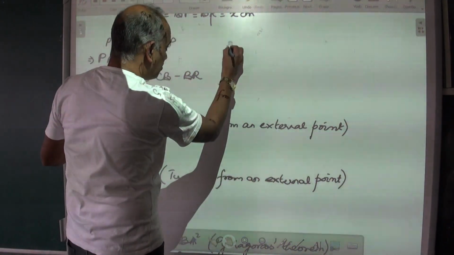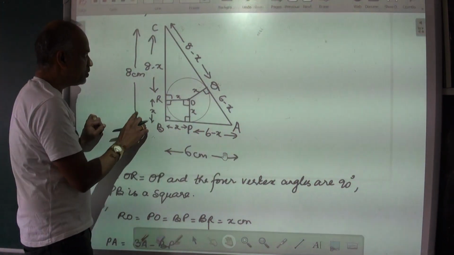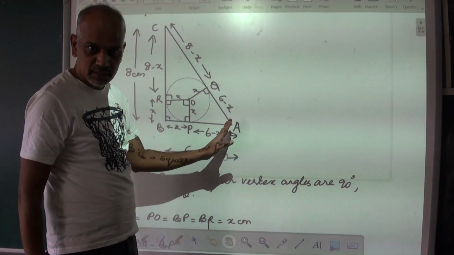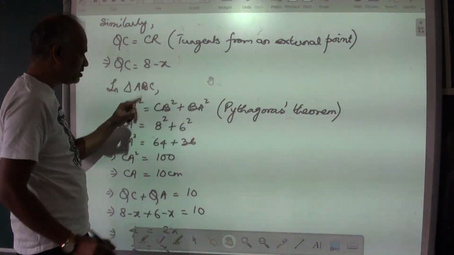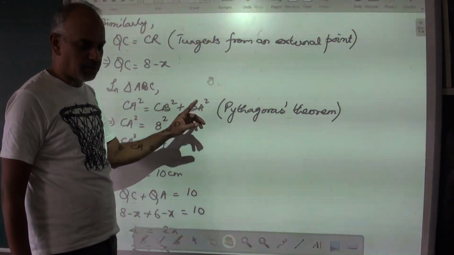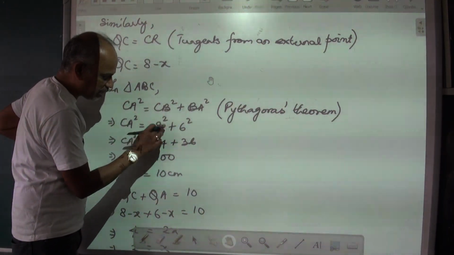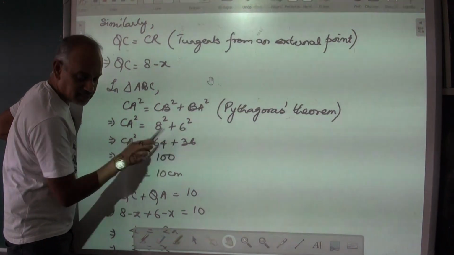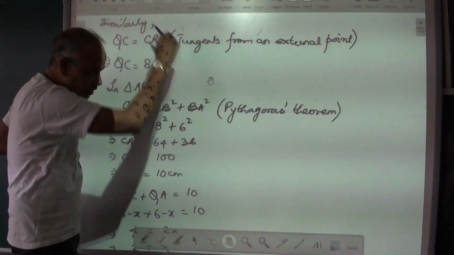Now, in triangle ABC, in this whole triangle, you know this side is 6, you know this side is 8, you know the base and perpendicular, so you can use Pythagoras' theorem and find the hypotenuse. That's our next calculation. In triangle ABC, CA square, that's the hypotenuse square, is equal to CB square plus BA square, perpendicular square plus base square. That's Pythagoras' theorem. So CA square is equal to 8 square, 64, plus 6 square, 36. So CA squared is 100. So CA is equal to the square root of 100, which is 10. So the hypotenuse length is 10 centimeter.